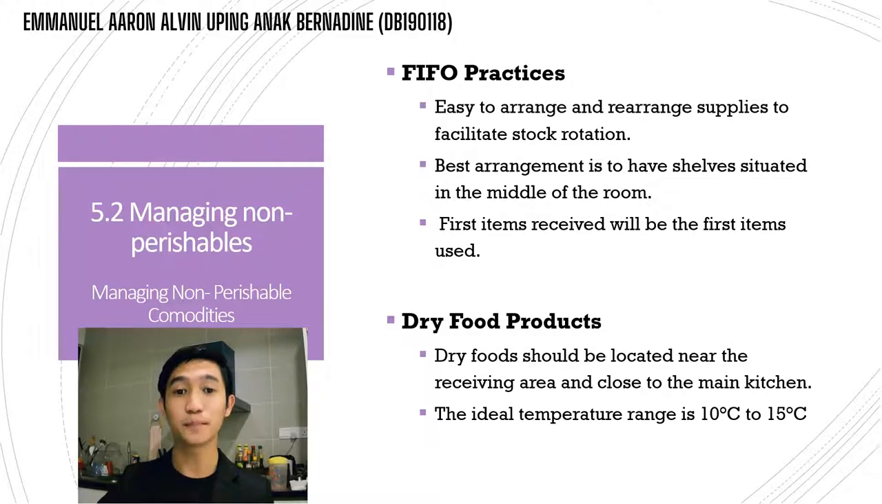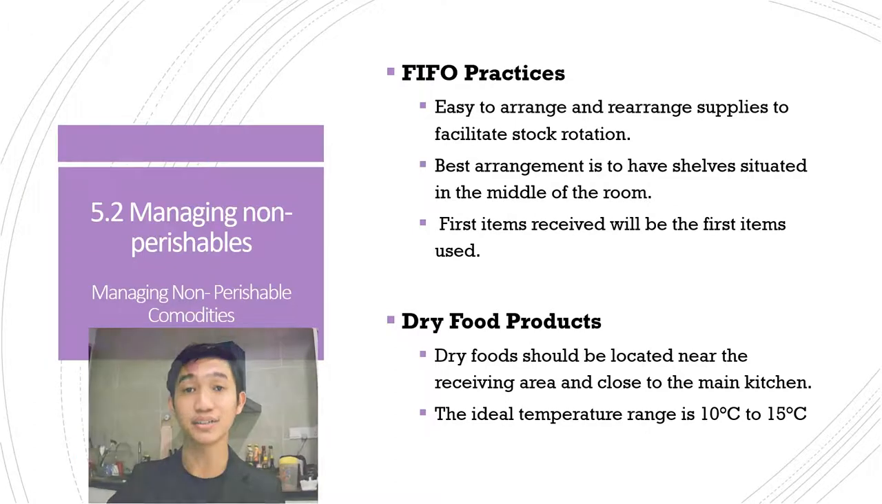Dry food products. Dry food should be located near the receiving area and not too close to the main kitchen. Unfortunately, the storeroom for dry food is often an afterthought in food service facility design, and the area designated for storage is sometimes in an inconvenient location. The area should be dry and cool to prevent spoilage and the swelling of canned goods. The ideal temperature range is 10 degrees Celsius to 15 degrees Celsius.